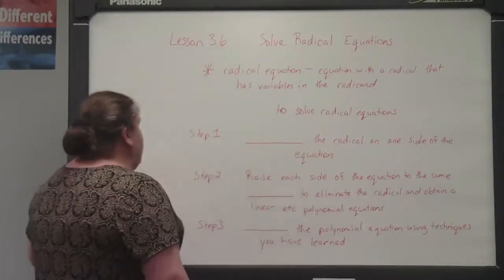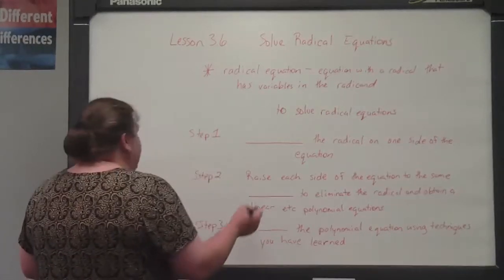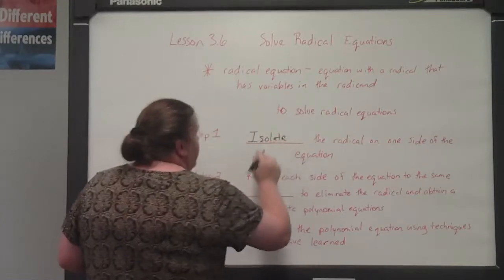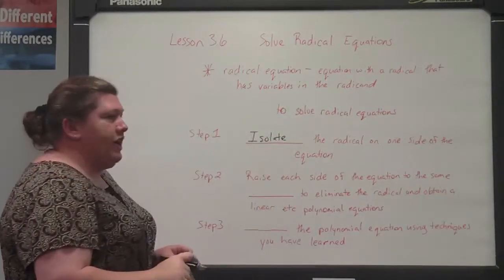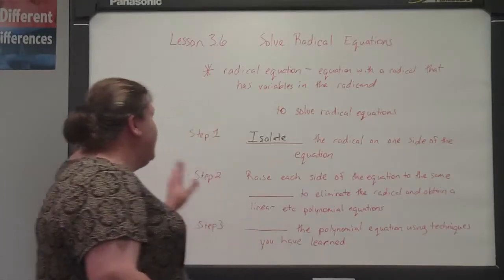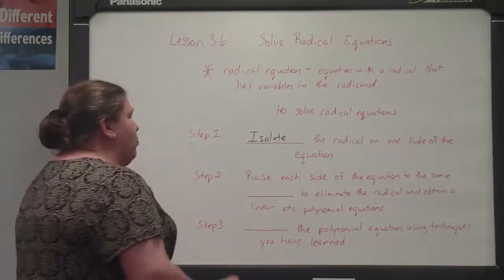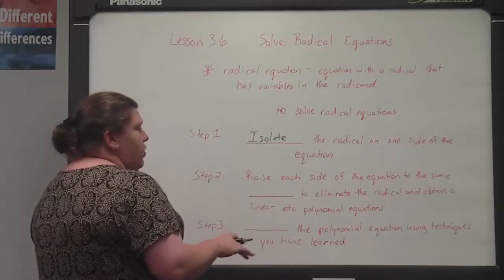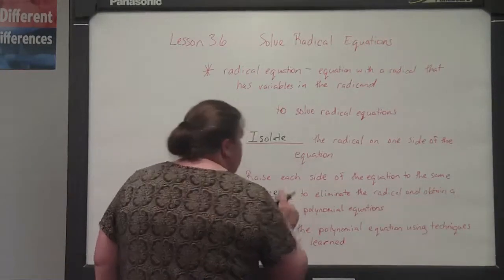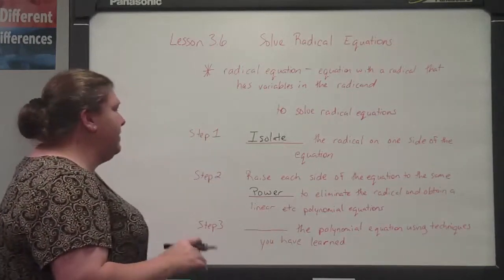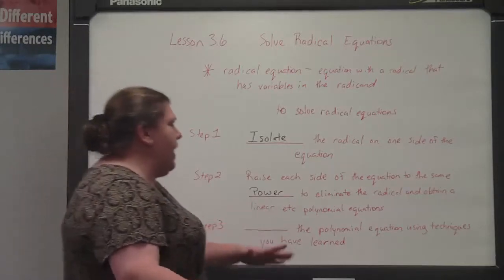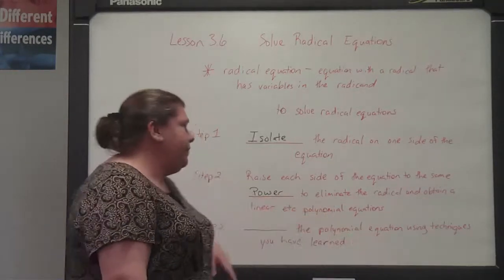The first step you want to do is to isolate the radical on one side of the equation. That means you want to get it all by itself. The second step is you have to raise each side of the equation to the same power to eliminate the radical and obtain a linear, quadratic, cubic, or any other kind of polynomial equation.